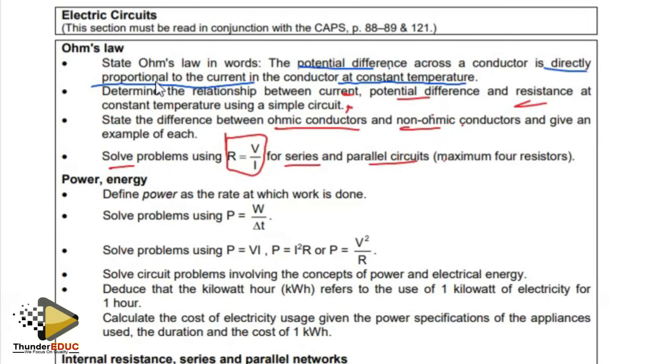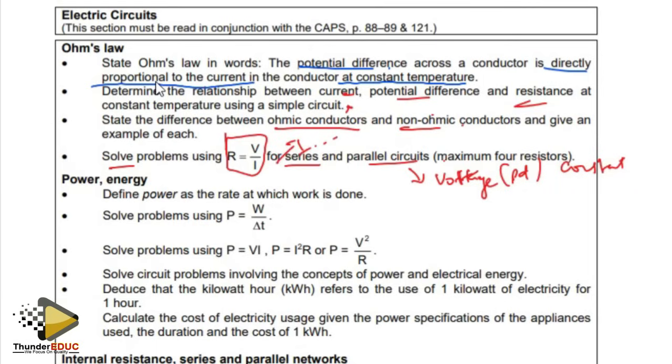Then we solve problems using Ohm's formula for series and parallel circuits. We need to know the difference between the two and what happens in the series, because many times circuit diagrams are given and then we fail to notice what's happening. One thing we need to remember is that for parallel circuits, the voltage, also known as the PD, is always constant across. For series, it is the current that is constant.